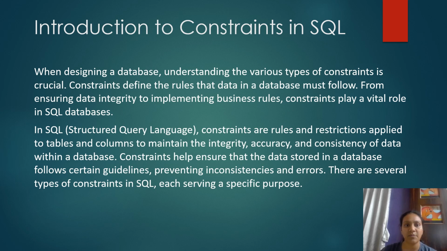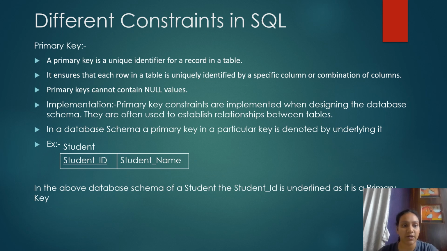Now, there are different types of constraints which can be used in SQL. The first one is the primary key. A primary key is a unique identifier for a record in a table. It ensures that each row in a table is uniquely identified by a specific column or combination of columns. Primary keys cannot be null, and primary key constraints are implemented when designing the database schema. They are often used to establish the relationship between two tables.